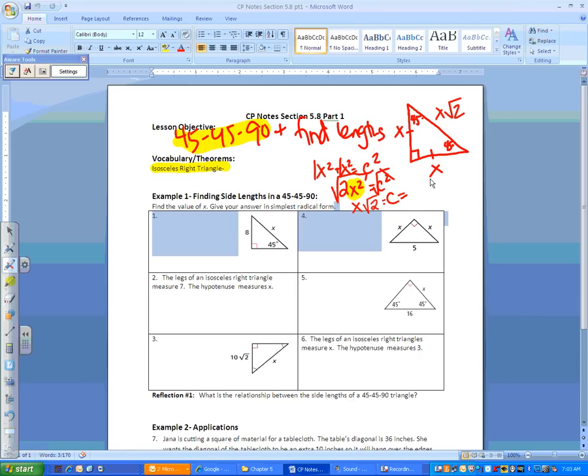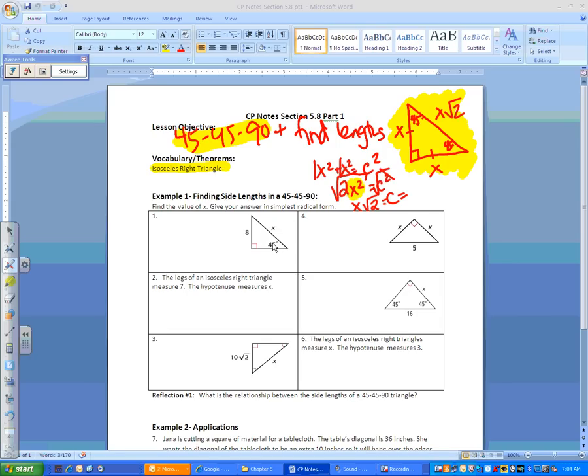So there's a long way to do this, and there's a shortcut to it. And you can do whatever you want. If this makes sense by the end of the notes, use this. If it doesn't, always, always, always use the Pythagorean theorem. So, for example, number 1, I'll do it both ways.